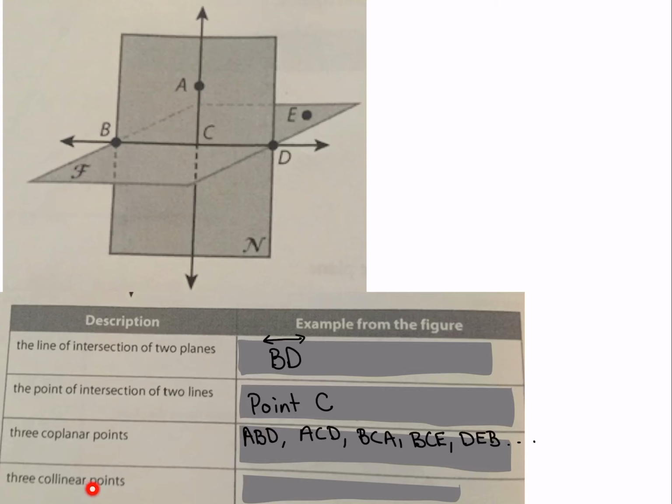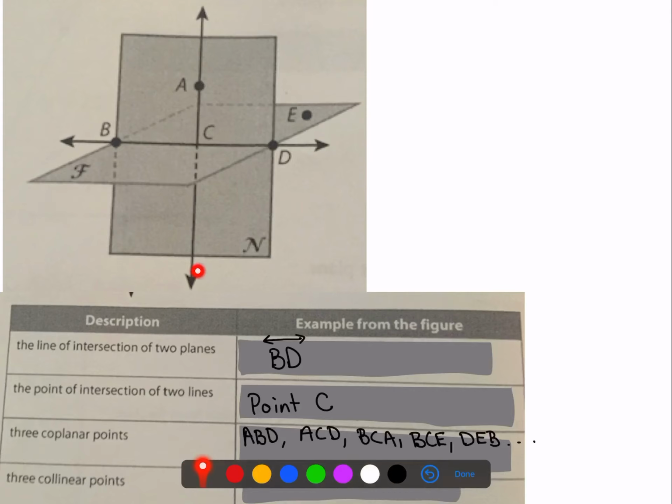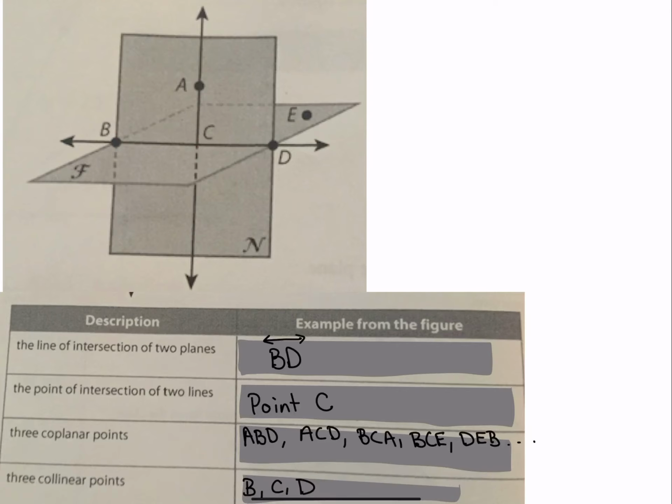Then lastly, 3 collinear points. So these are 3 points that lie on the same line. Now if I look at line AC, I only see 2 points here. If I look at line BD, I see 1, 2, 3 points. So those 3 points would be B, C, and D. Those are our 3 collinear points there, B, C, and D.